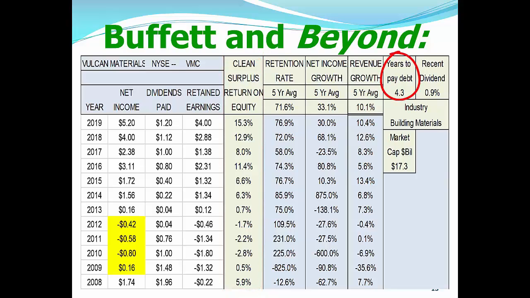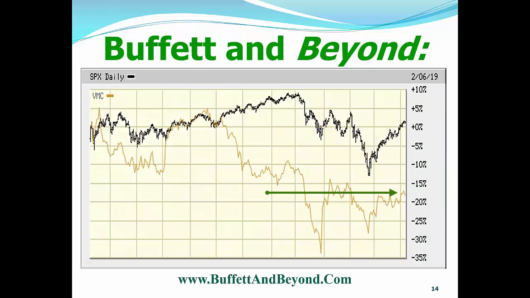And years to pay debt, 4.3. It's still high for the stocks in our portfolio, folks. We don't care for that. So let's look at the past 1 year, and we can see this stock is underperforming the markets, and this is all because of that terrible fourth quarter with these cyclical stocks.